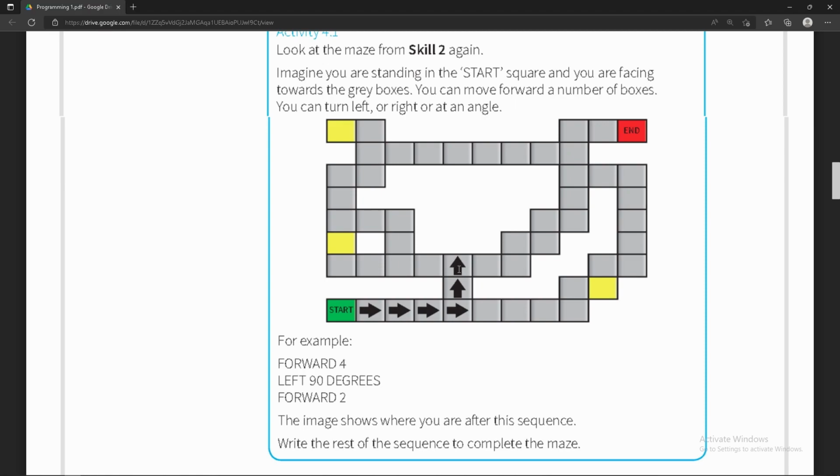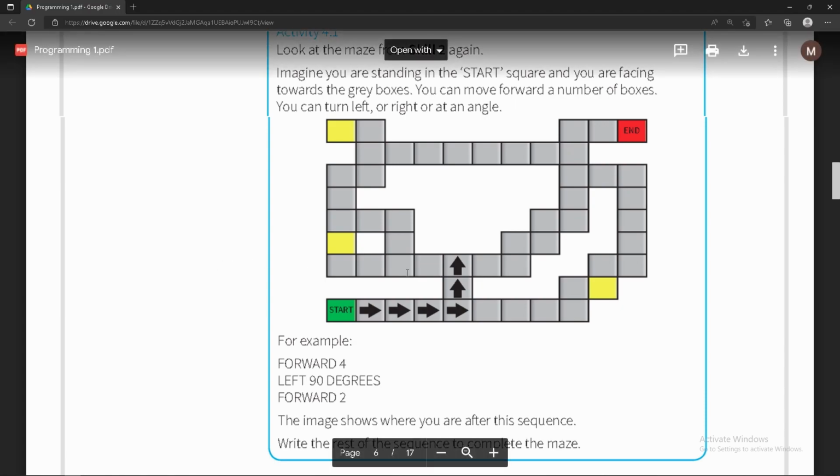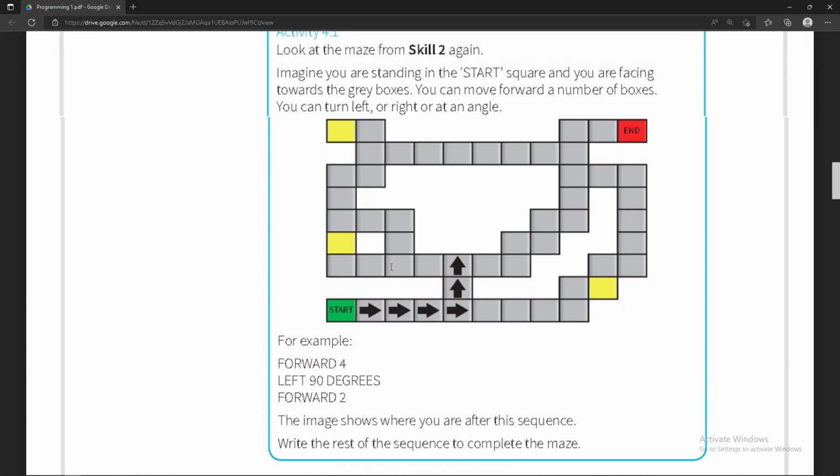Okay, it's turned inside there, and now I'm gonna say forward 2, 1, 2. Now my arrow is looking in that direction, so now I need to say right 90 degrees. Okay, and I say forward 1, 2. Then I say left 90 degrees.